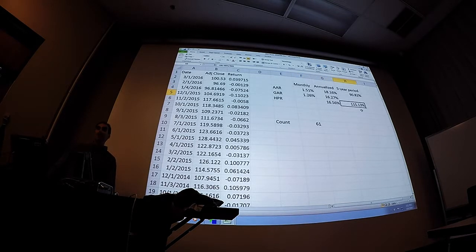Yes? No question? Oh, I thought you were going to have a question. Yes? So what's the formula for HPR? It's the same formula that we used to get the GAR, but now just the number of periods, instead of being 61 months, it's just 5 years. So it's 1 over 5 instead of 1 over 61. Other questions about it?